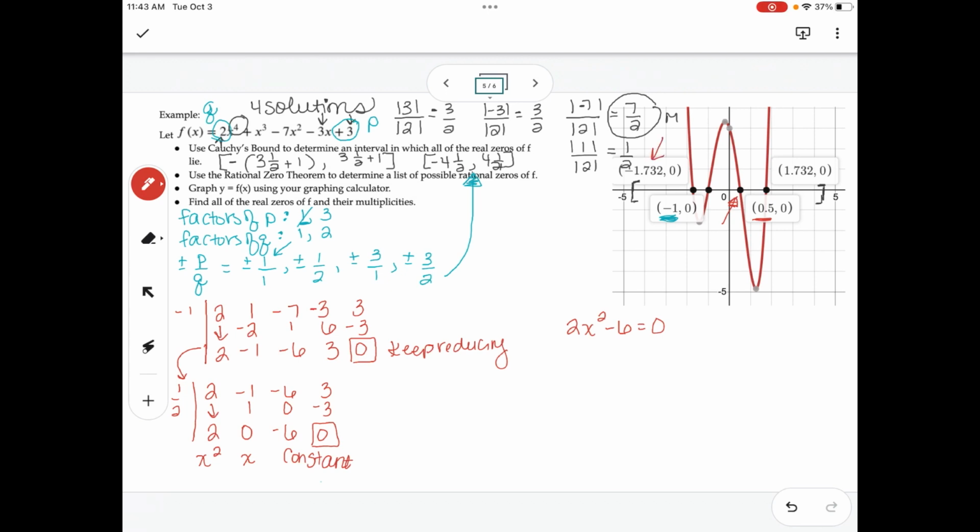Now we can solve because that's going to help us find these other two in their exact form. So I'll add 6 to both sides. Divide by 2. So then x is equal to plus or minus the square root of 3. My solutions then are x is negative 1, half, positive square root 3, and negative square root 3. Each with a multiplicity of 1.